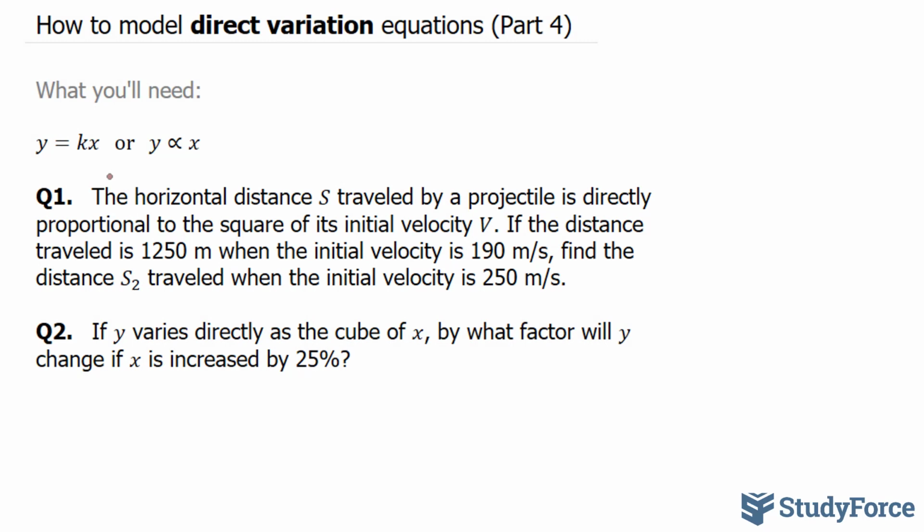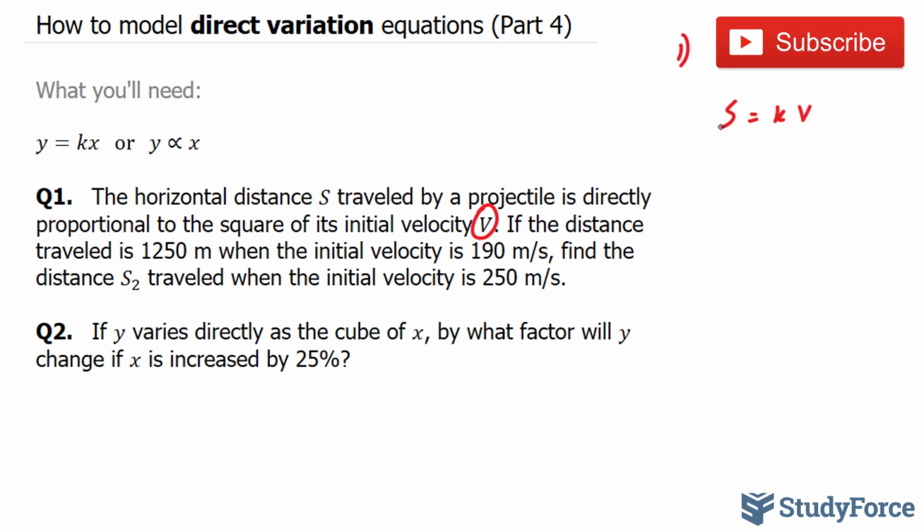To answer this question, we'll need to model it using y is equal to kx. So let's start with that. For question 1, we have y is equal to kx, where k is the constant. We're told that the independent variable here is our velocity, which is represented by the letter v. So let's replace x with v. We have kv. In addition, the horizontal distance, which is represented currently by y, should be in terms of s. So we have s is equal to kv.